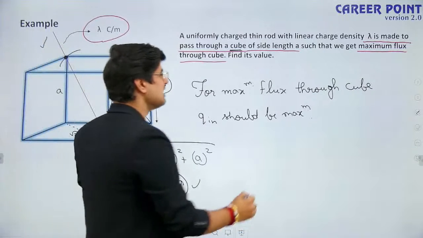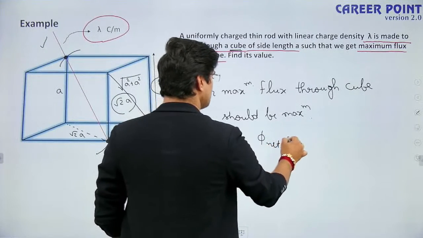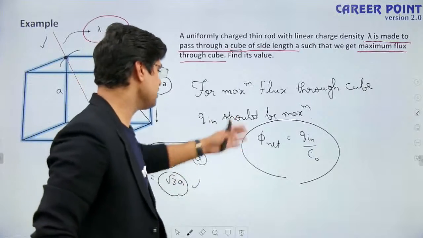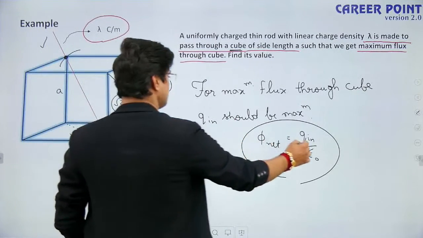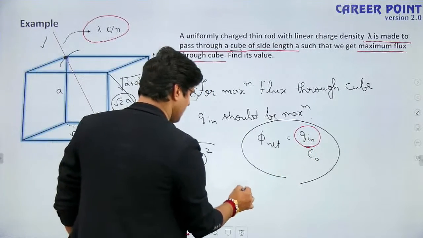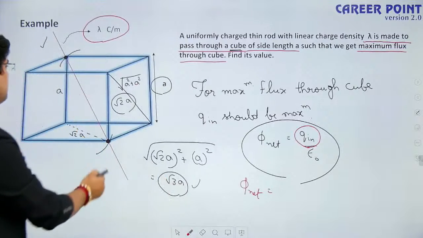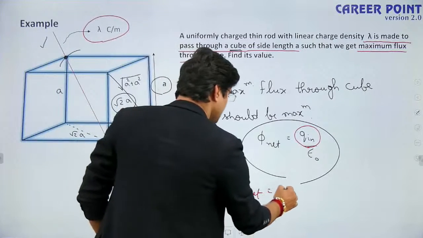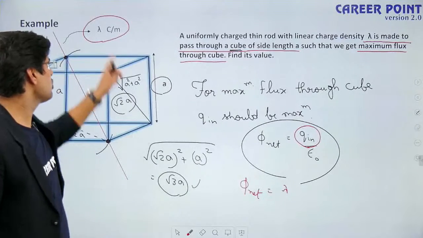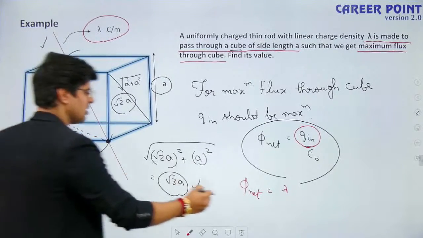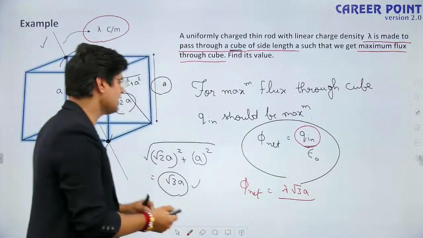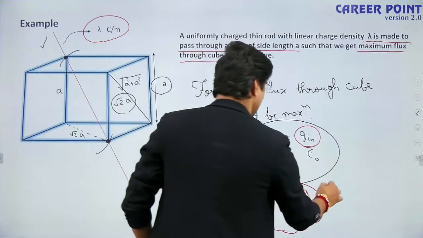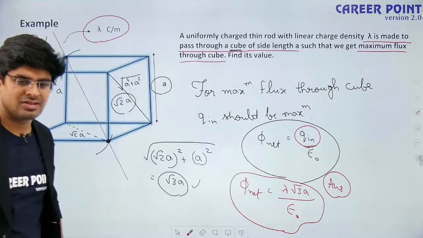If this is the length of the diagonal, the value of phi net is going to be Q inside by epsilon naught. So the same formula, the equation of Gauss's law, we are using, and instead of Q inside, I am putting the maximum value of charge present inside this cube, because I am taking the maximum length which is possible inside. So for that we can write lambda, that is charge per meter, coulomb per meter, into the length of the diagonal, root 3a, that is the maximum charge which can come inside due to this rod, divided by epsilon naught. So this will be our answer for the net flux passing through the closed surface. Is that clear? No problem?